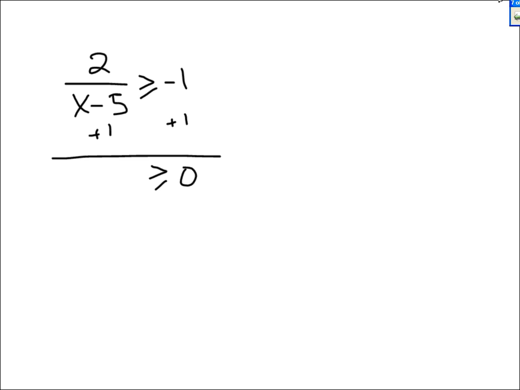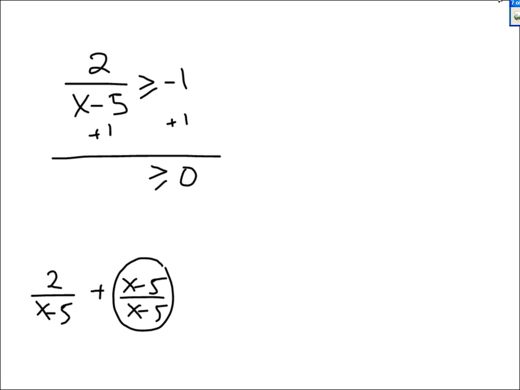But really on the left side, I don't want to add 1 that way. How I want to add 1 would be as x minus 5 over x minus 5. First, that's clearly 1 because top and bottom are the same. So in addition, the denominators are the same. Keep it.